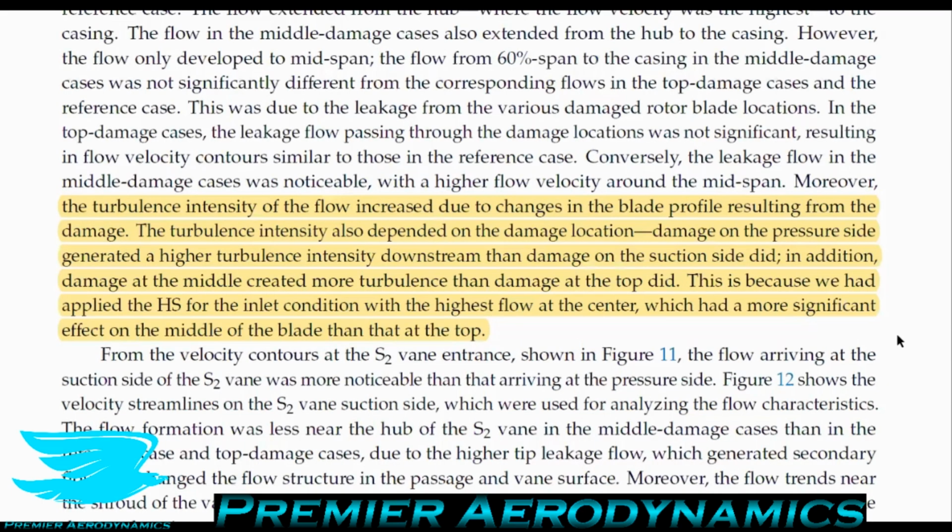So the thermal intensity of the flow increased due to changes in the blade profile resulting from the damage. The thermal intensity also depended on the damage location. So damage on the pressure side generated a higher thermal intensity downstream than damage on the suction side did. In addition, damage at the middle created more turbulence than damage at the top. This is because they had applied the hot streak for the inlet conditions with the highest flow at the center, which had a more significant effect on the middle of the blade than at the top of the blade.